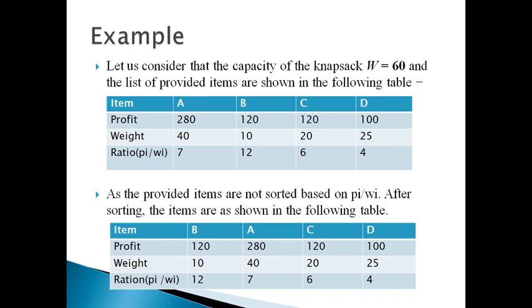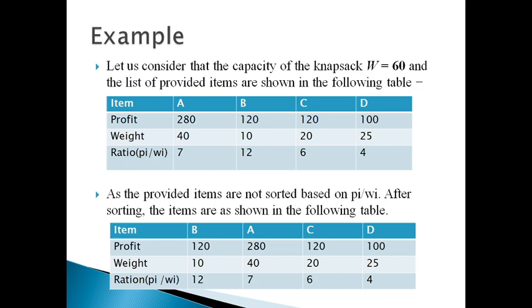After reorganizing, B will come first in the second table. Looking at the ratios, B has 12, A has 7, C has 6, and D has 4. So the first item we put into the bag is B. The bag capacity is 60. We put item B into the bag, so 60 minus 10 is 50 kg. The next item we take is A, so 50 minus 40 is 10 kg.